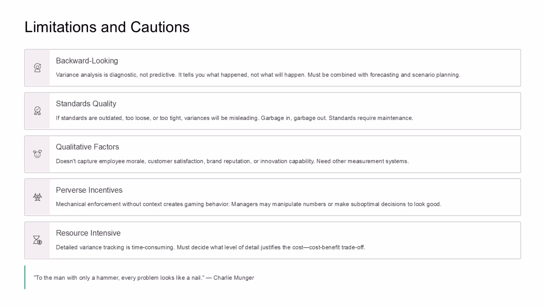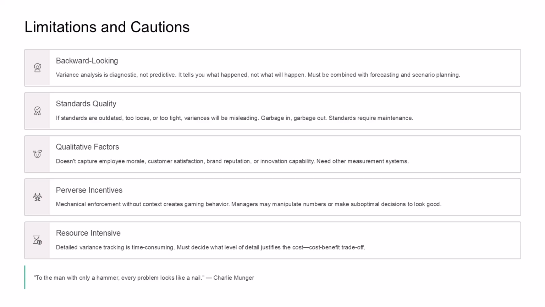Fourth, variance analysis can create perverse incentives if implemented carelessly. If you punish managers for unfavorable variances without understanding context, they'll start gaming the system, manipulating numbers, or making suboptimal decisions just to look good on variance reports. That's why variance analysis must be paired with thoughtful management, not mechanical enforcement.